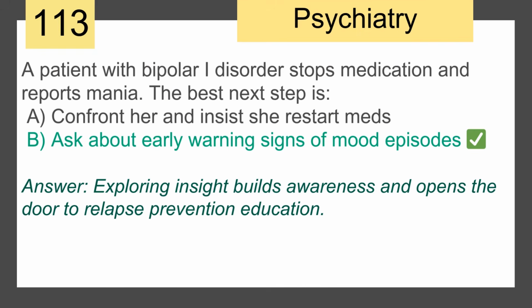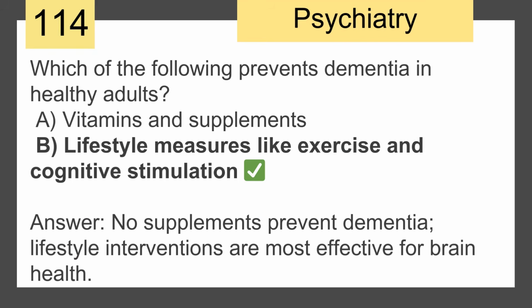The best next step is not to confront them and insist the patient starts medicine, but ask about early warning signs of mood symptoms, because exploring insight builds awareness and opens the door to relapse prevention education. Question 114. Which of the following prevents dementia in healthy adults? Not vitamins and supplements that have not shown to be effective, but rather lifestyle measures like exercise and cognitive stimulation. They can slow down the progression of dementia, or apparently in some cases prevent it altogether.